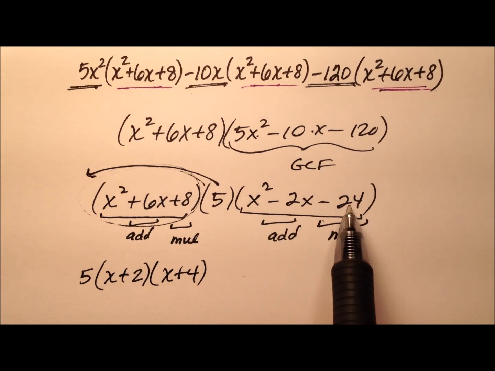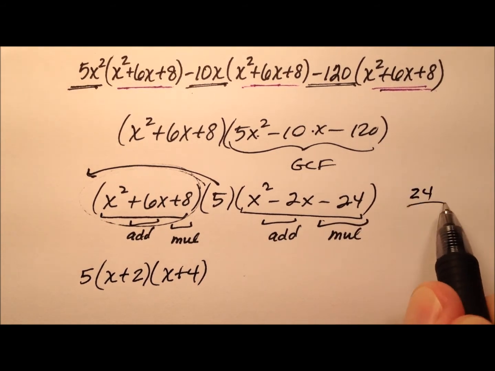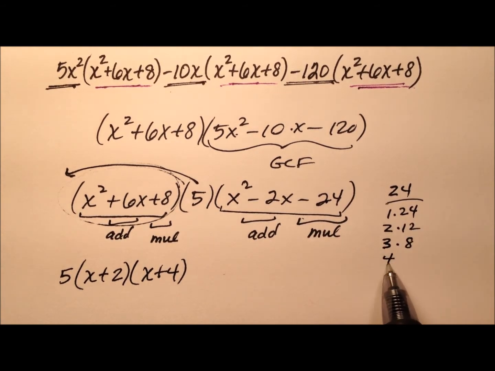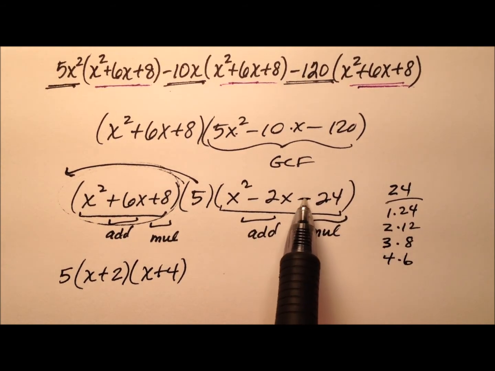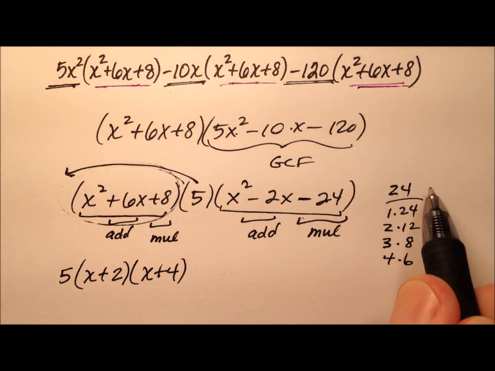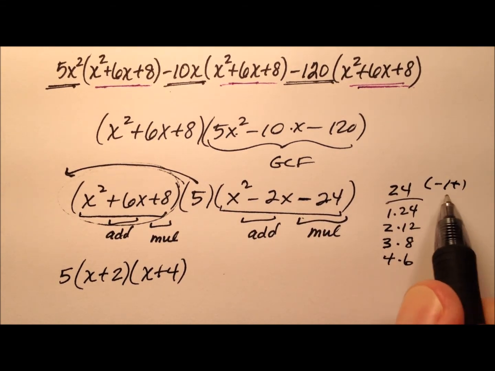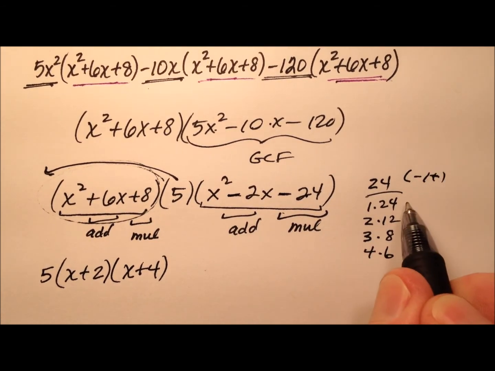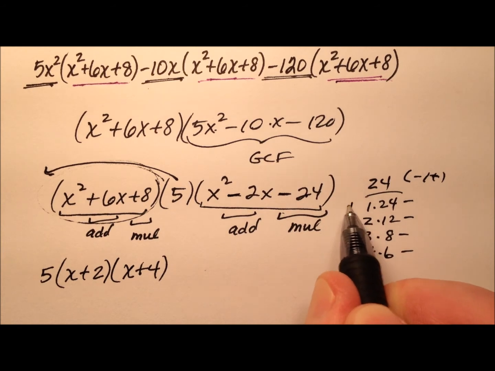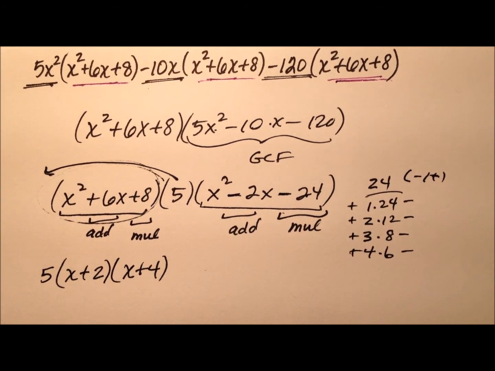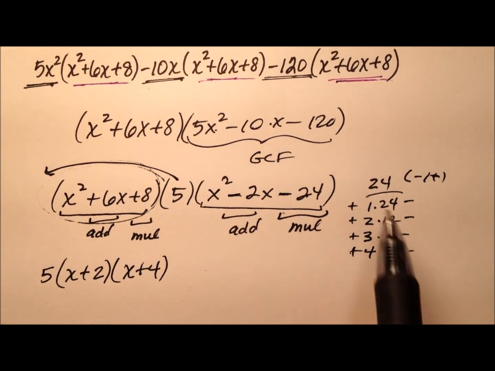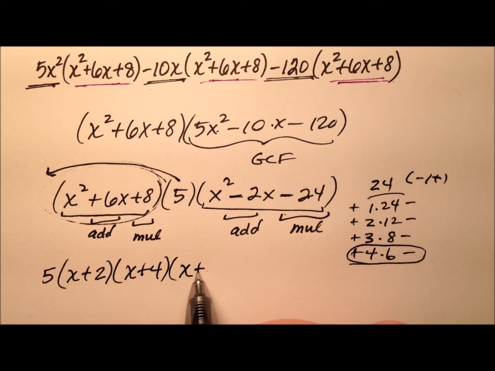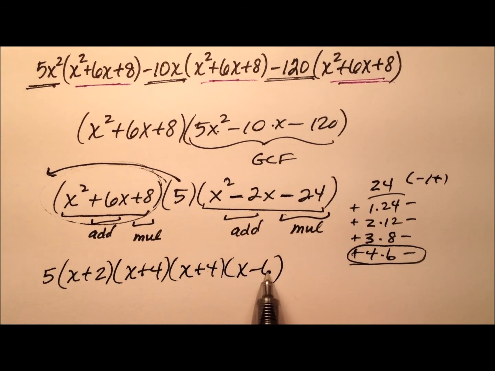And here, factors of 24 are 1 and 24, 2 and 12, 3 and 8, and 4 and 6. But they multiply to make a negative, which means I'll have one of each, one positive and one negative. And since they add to make a negative, I know the larger one is negative, so that means the smaller one is positive. So which of these adds up to negative 2? Well, it looks like negative 6 and positive 4. So positive 4 and negative 6.